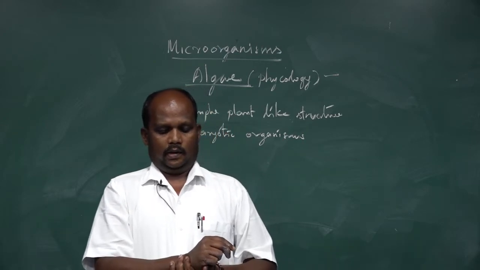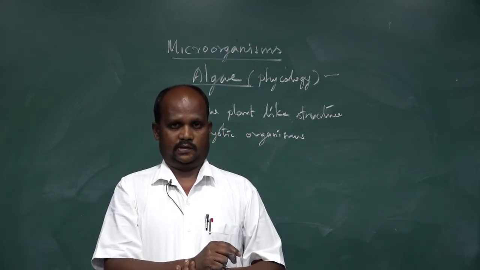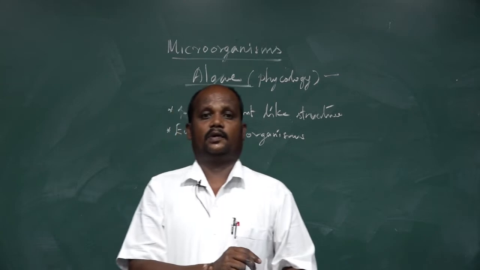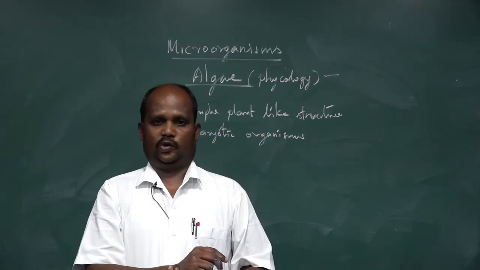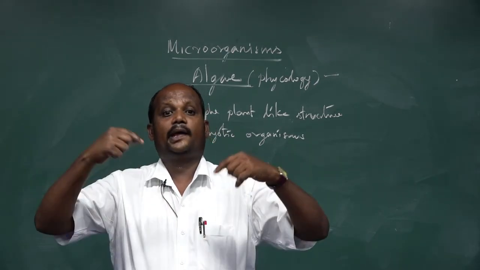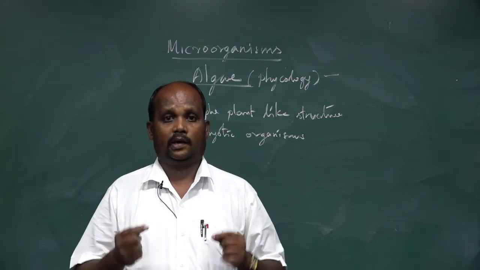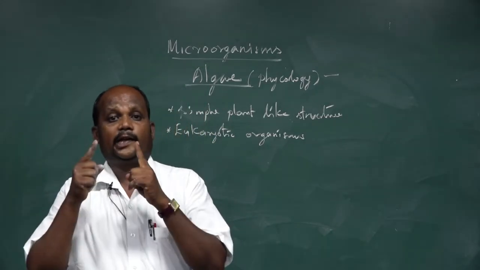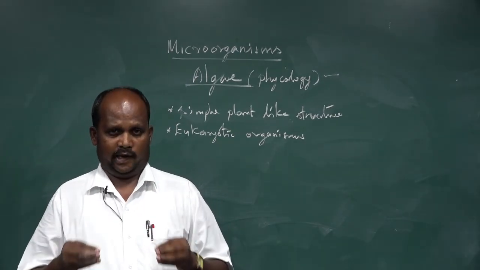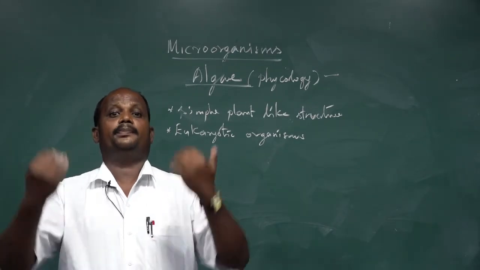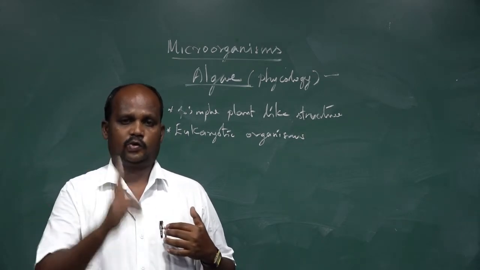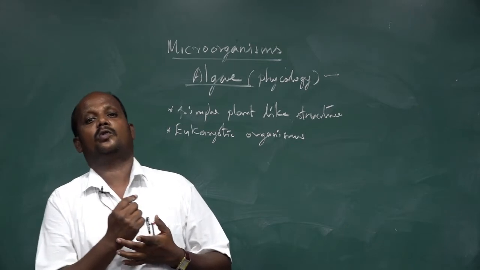Next one, they maintain autotrophic nutrition. I told you nutrition has two categories. One is autotrophic nutrition, second one heterotrophic nutrition. Autotrophic means the organism can prepare the food material or nutrients only from its own body. That is called autotrophic nutrition. Heterotrophic nutrition means animals or plants that need food materials and cannot prepare them from their own bodies. That is called heterotrophic nutrition. So animals are called heterotrophic nutrition.